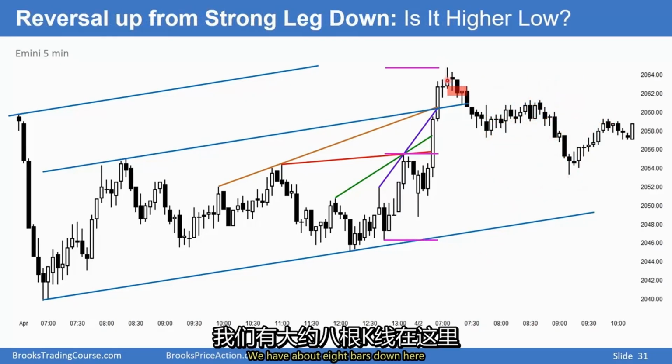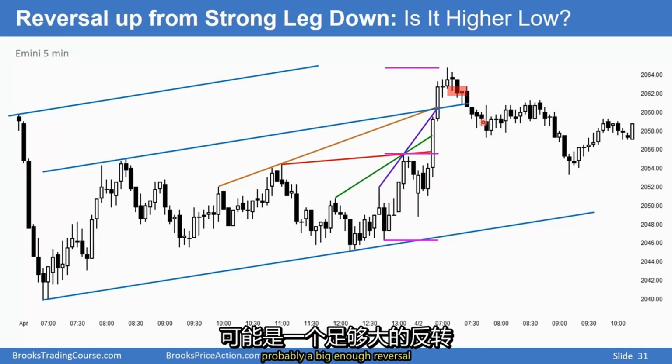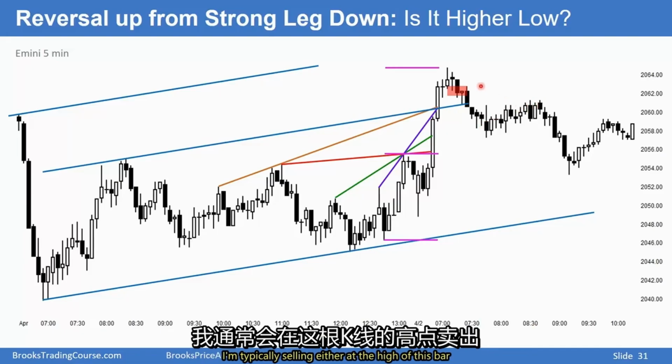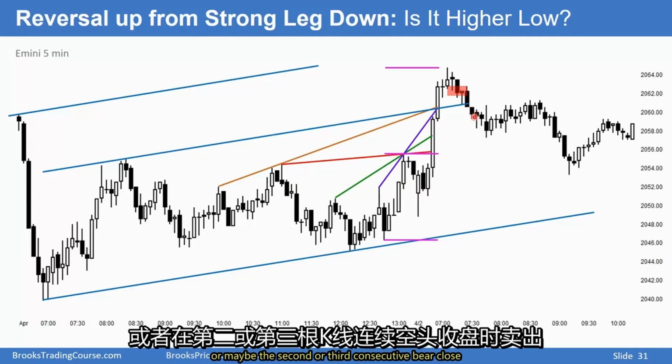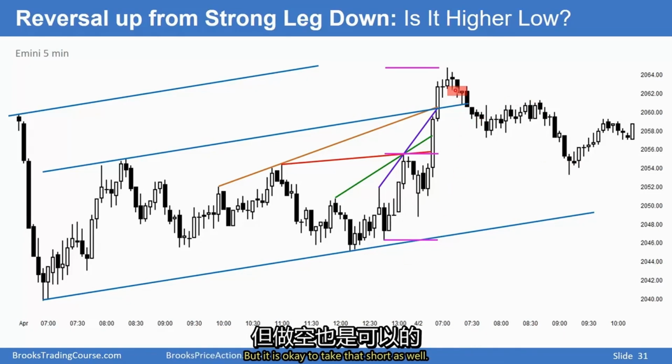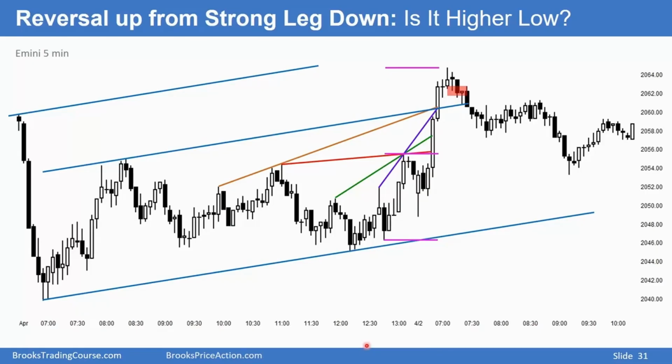And look what we got. We have about 8 bars down here, probably a big enough reversal so that we'll get a second leg down after any bounce. I'm typically selling either at the high of this bar or maybe the second or third consecutive bear close, expecting that we'll get at least a lower high and a second leg down. But it is okay to take that short as well.